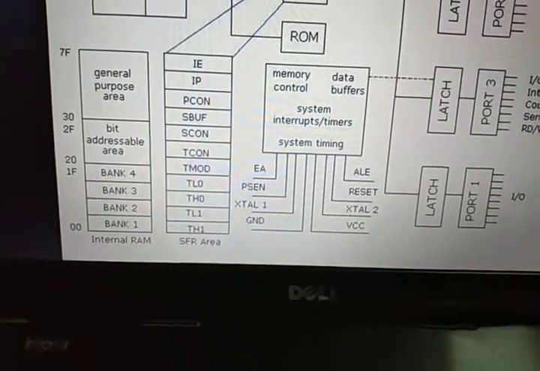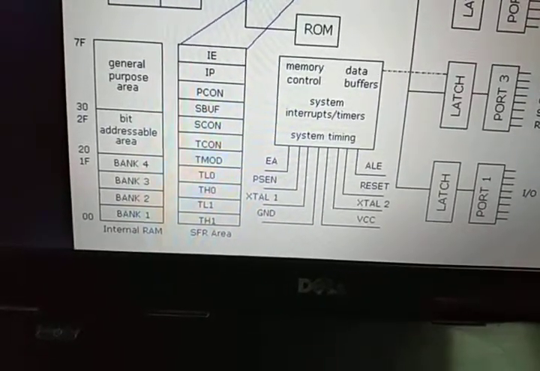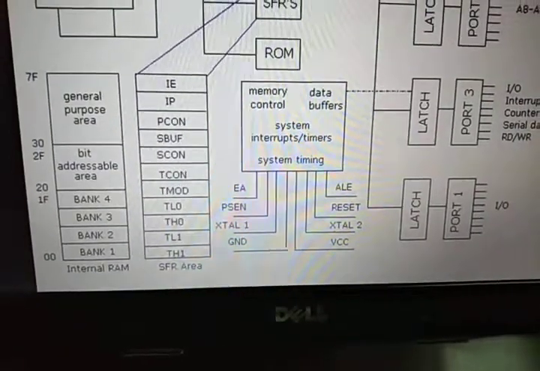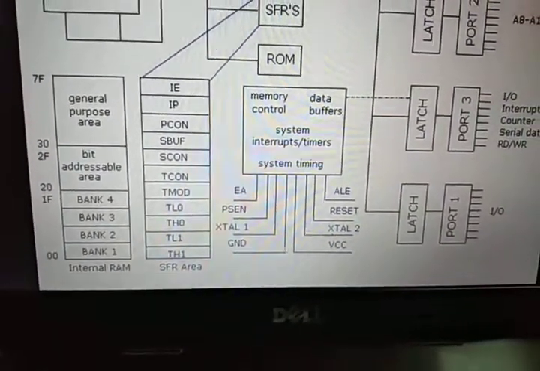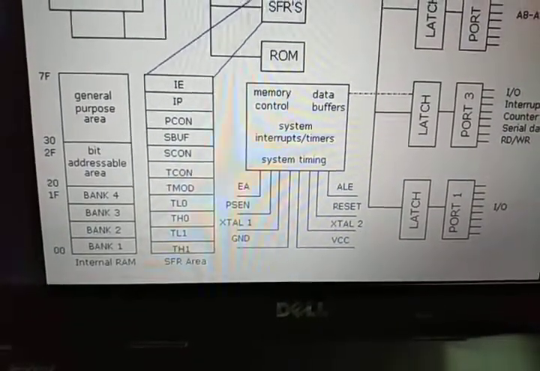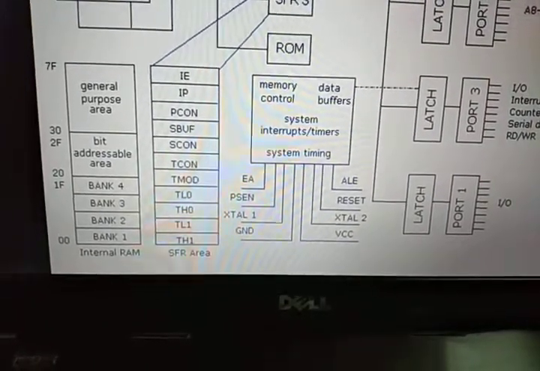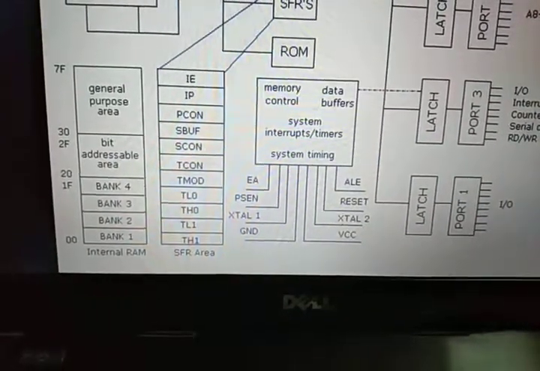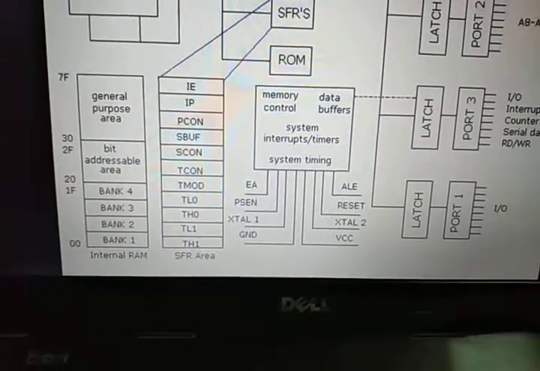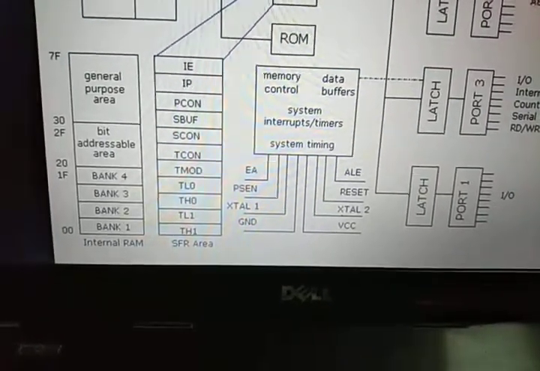And related to timers, there are two registers: TCON stands for timer control and TMOD stands for timer mode operations. These two timers are 16-bit timers, and they can be divided into two 8-bit timers. There are two timers, T0 and T1. T0 is divided into low order 8 bits and high order 8 bits, TL0 and TH0. Similarly, the low order and high order 8 bits of the T1 timer are TL1 and TH1.